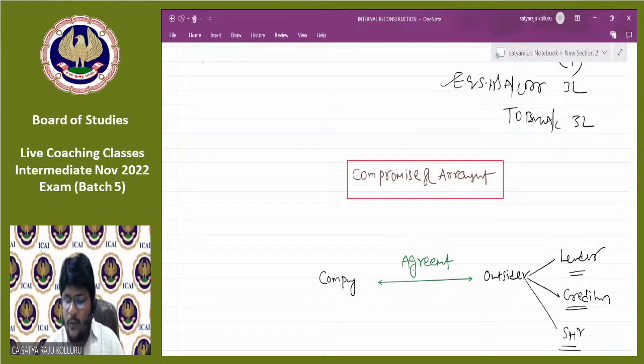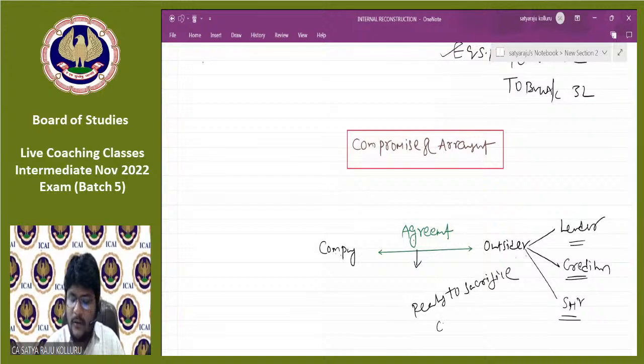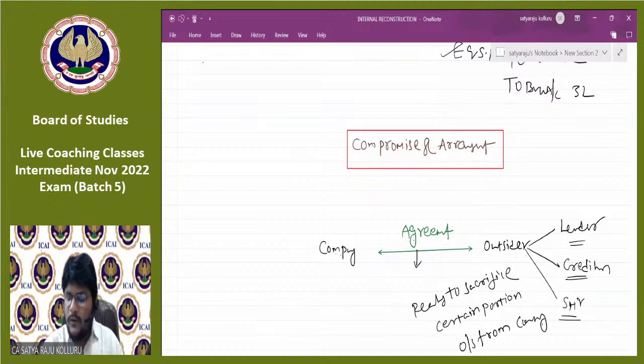For which purpose, sir? What is the purpose of this agreement? The outsider, or the other party, is ready to sacrifice a certain portion outstanding from the company. He should receive a certain portion from the company which is outstanding. Out of the amount outstanding from the company, if the other party is ready to sacrifice a certain portion, then such an agreement is technically known as compromise and arrangement.